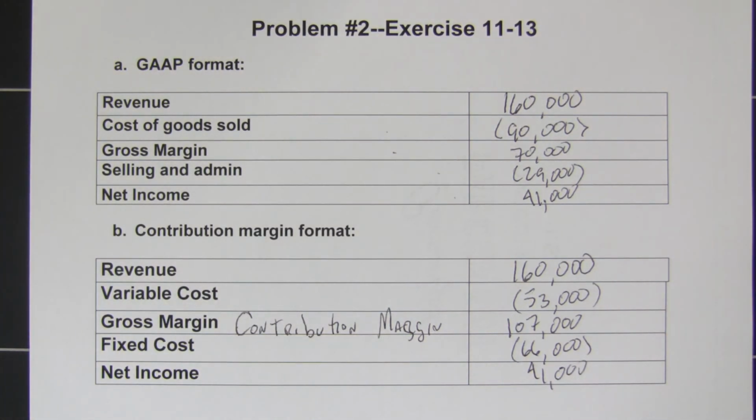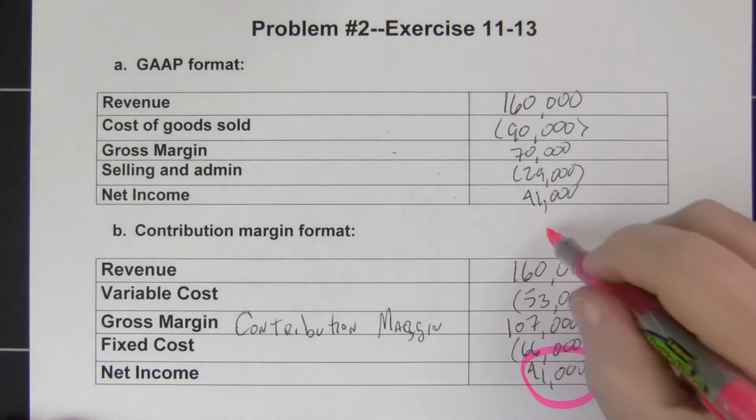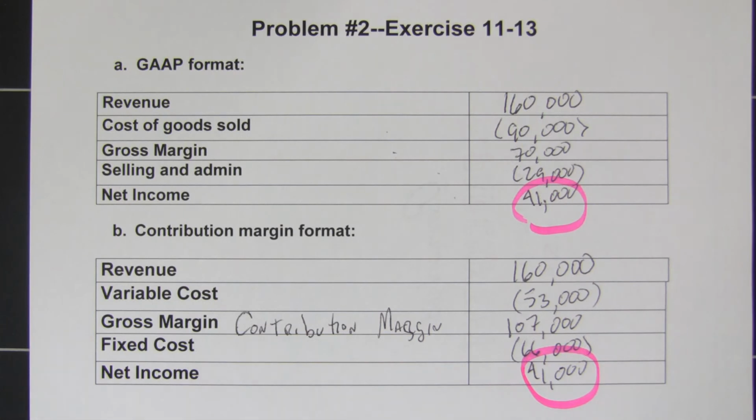Now, the next question is almost insulting. It says, surprise, how come both income statements give you the same number? Because you're counting the same money. They're both looking at the same expenses. It's not like you're looking at different expenses. You're simply looking at them in different order.